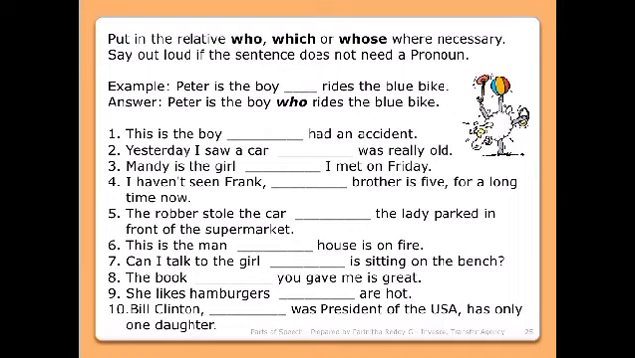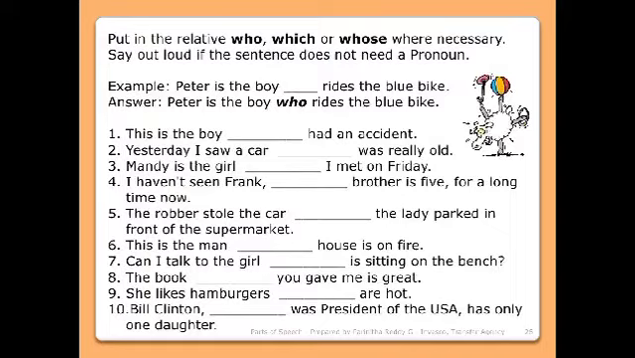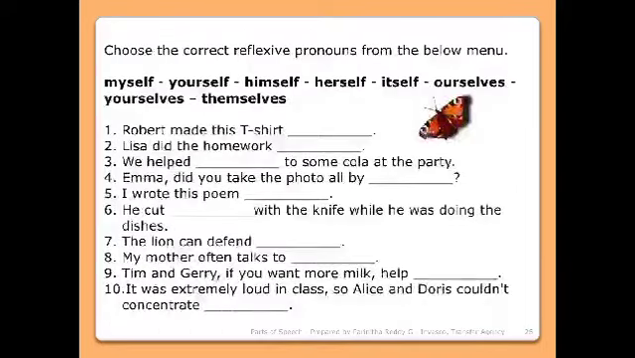I haven't seen Frank, and his brother is fine. Whose brother is fine? For a long time now. The robber stole the car. So there are a couple of examples which you can see, and you would have to write the correct matching pronouns over there.